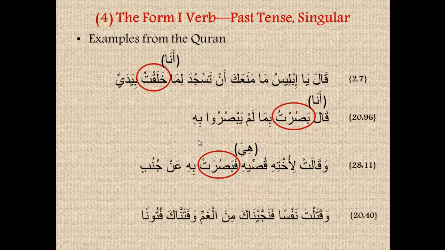And the last example from Surah Taha, verse number 40, وَقَتَلْتَ نَفْسًا فَنَجَّيْنَاكَ مِنَ الْغَمِّ وَفَتَنَّاكَ فُتُونًا. The verb we care about here is قَتَلْتَ. We hear the ta at the end, so it is conjugated for anta. Anta qatalta. So you killed. This is Allah talking to Musa. And you killed a man. وَقَتَلْتَ نَفْسًا.